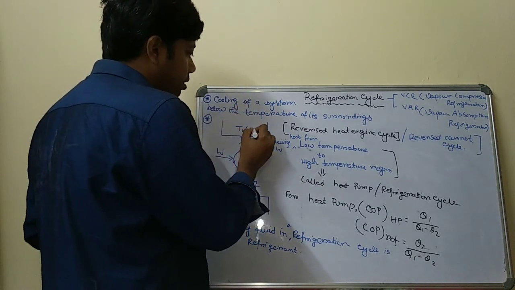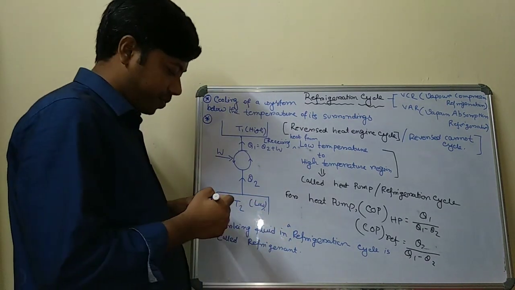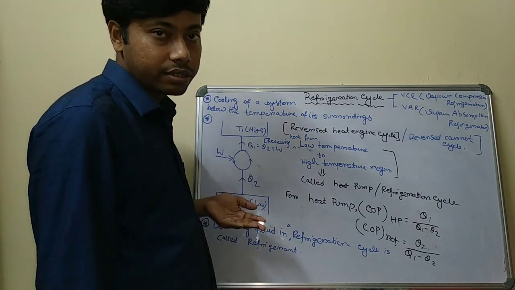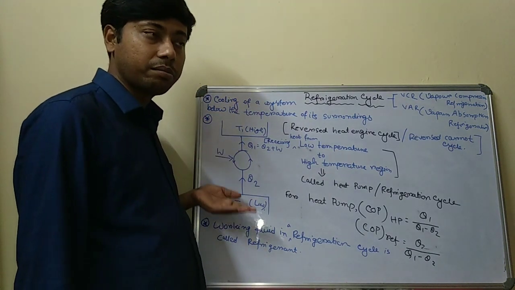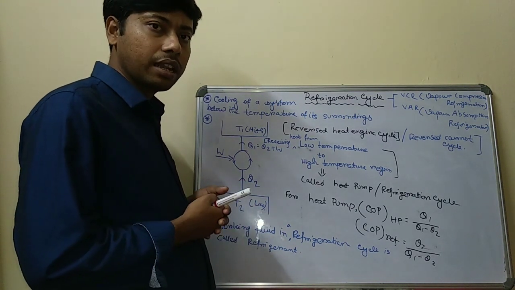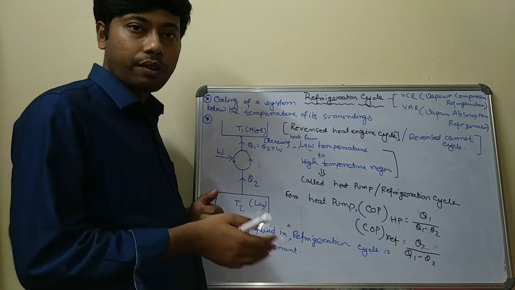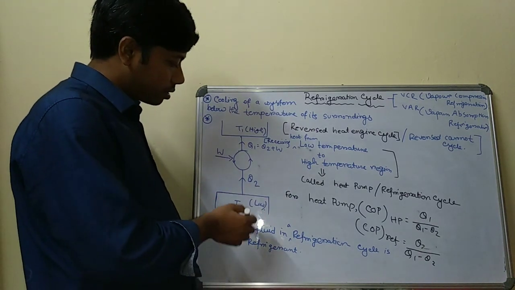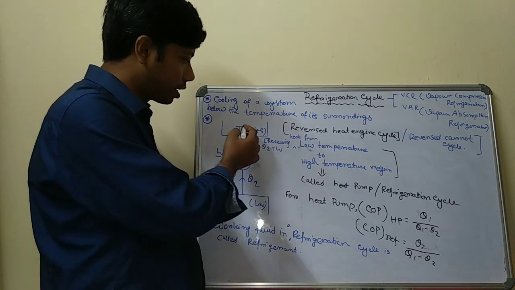Now as you see, this is a high temperature reservoir, and this is a low temperature reservoir. In the heat engine cycle or Carnot heat engine cycle, heat transfer takes place from the high temperature reservoir to the low temperature reservoir. But in case of the reverse heat engine cycle or reverse Carnot heat engine cycle, which is the main principle for working of a heat pump and refrigerator, heat transfer takes place from the low temperature reservoir to the high temperature reservoir.